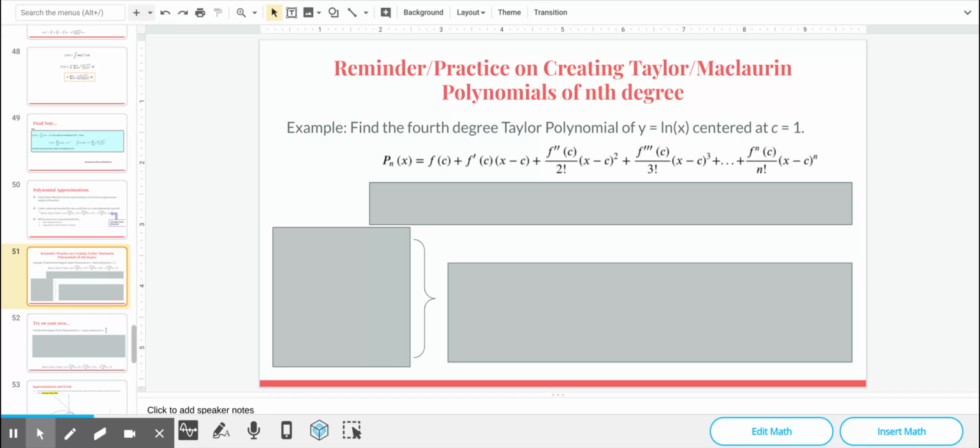All right. Ln of x is not one of the four big functions that we've worked with.